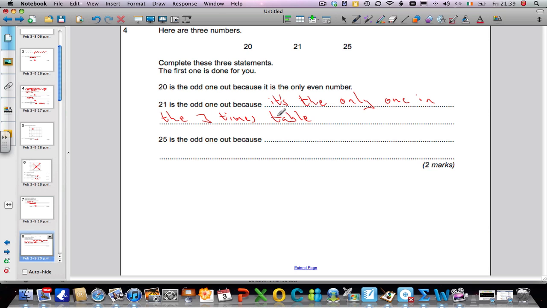Why could 25 be the odd one out? Well, one of the reasons certainly is 25 is the only square number. So because it's the only square number.